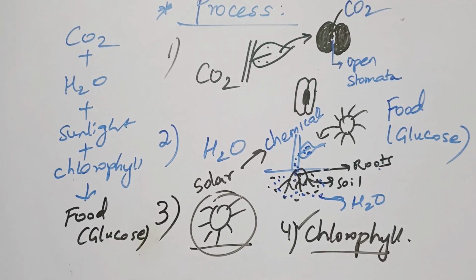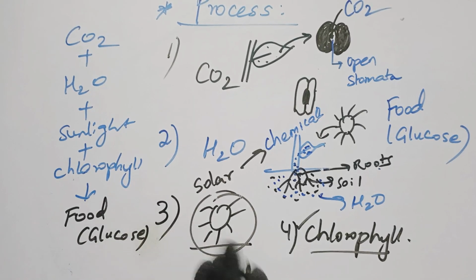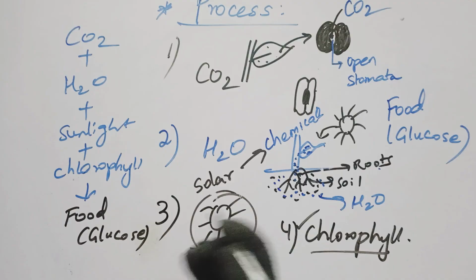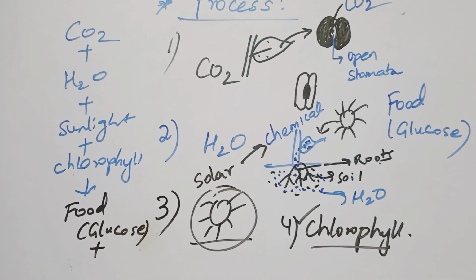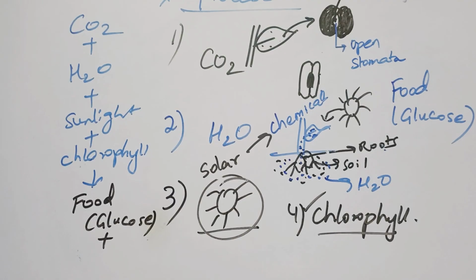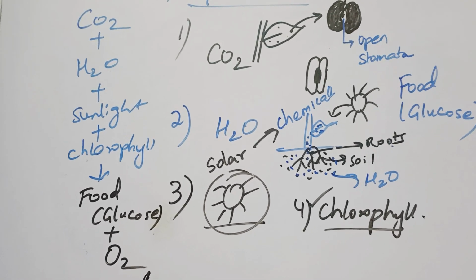Is that point clear? So along with this, what is going to happen, children? Along with food, something else is also produced. What is that? It is our life sustaining gas, the gas that we breathe. Can you guess? Yes, you're absolutely right. It is oxygen. Along with the food production, O2 gas, oxygen gas, is also produced as an end product. Is this point clear, children?